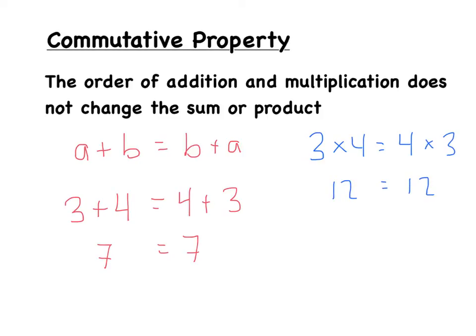So the commutative property states that you can flip the numbers in addition and multiplication, and it will be the exact same sum or product. The commutative property does not work with subtraction or division. Repeat, the commutative property does not work with subtraction or division. It only works with addition and multiplication.